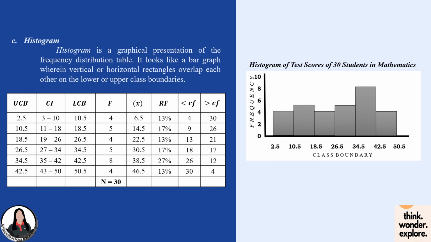For the histogram, this is a graphical representation of the frequency distribution table, and it looks like a bar graph wherein vertical or horizontal rectangles overlap each other on the lower or upper class boundaries. Okay? So, this is an example of a histogram. So, yung ginamit nating table kanina for the frequency distribution table, ang gagamitin natin reference sa paggawa ng histogram.